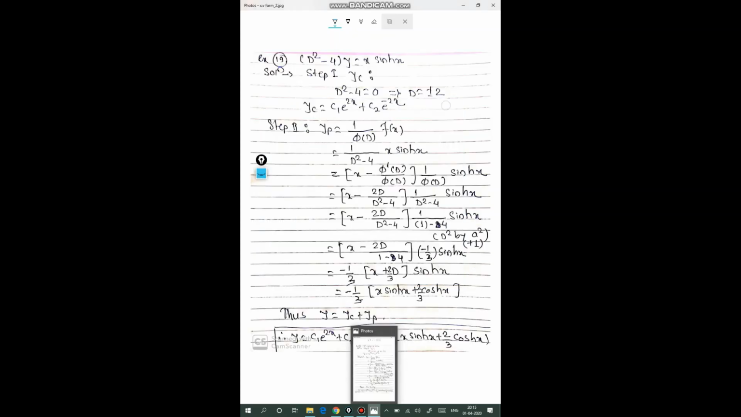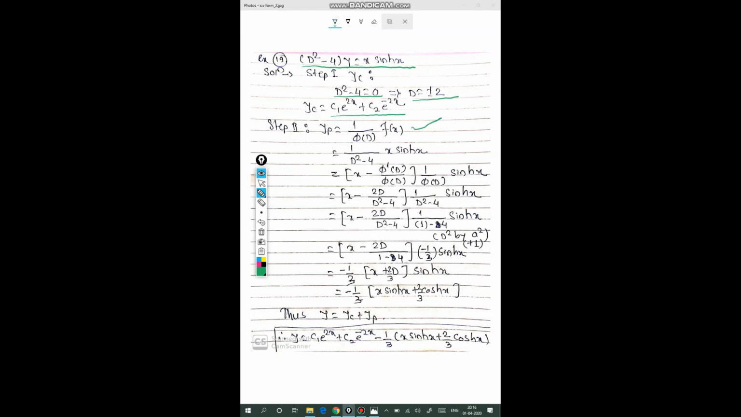Okay, so we'll start the first example of the form x into v. The example that we have here is (D square minus 4) of y is equal to x into sine hyperbolic x. Step 1 is common, where the auxiliary equation is D square minus 4 equal to 0. So the roots are plus or minus 2. C1 e raised to 2x plus C2 e raised to minus 2x is the yc, that is the complementary function.